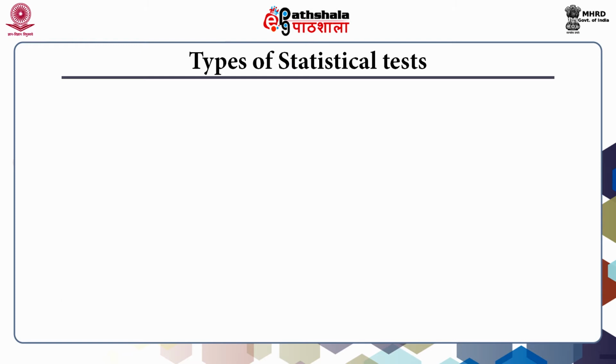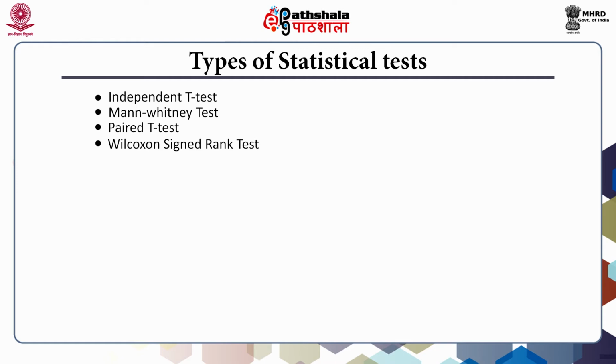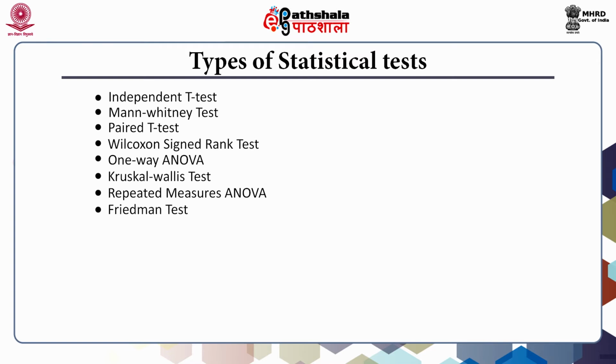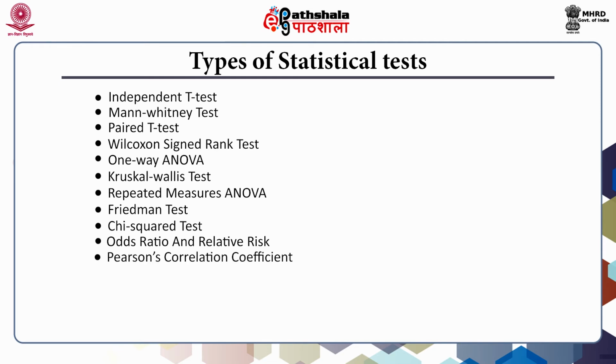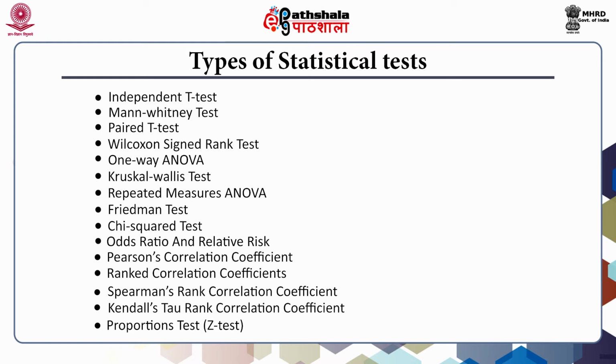In this slide, we see the different types of statistical tests. These include independent t-test, Mann-Whitney test, paired t-test, Wilcoxon signed-rank test, one-way ANOVA, Kruskal-Wallis test, repeated measures ANOVA, Friedman test, chi-square test, odds ratio and relative risk, Pearson's correlation coefficient, ranked correlation coefficients and the Z test.